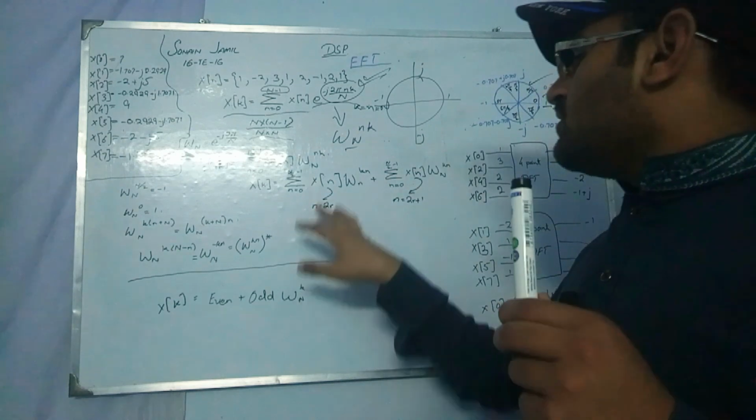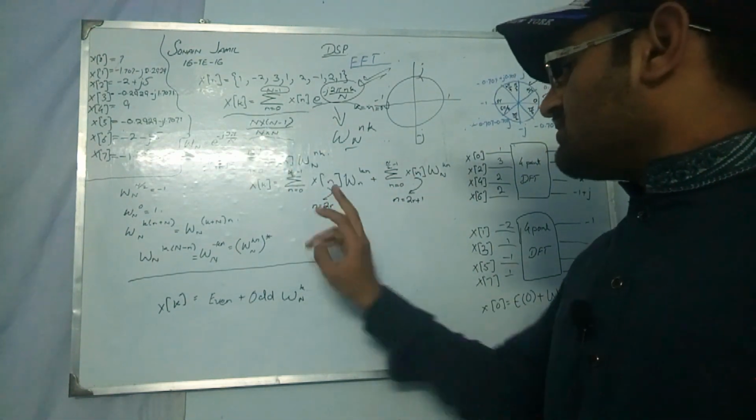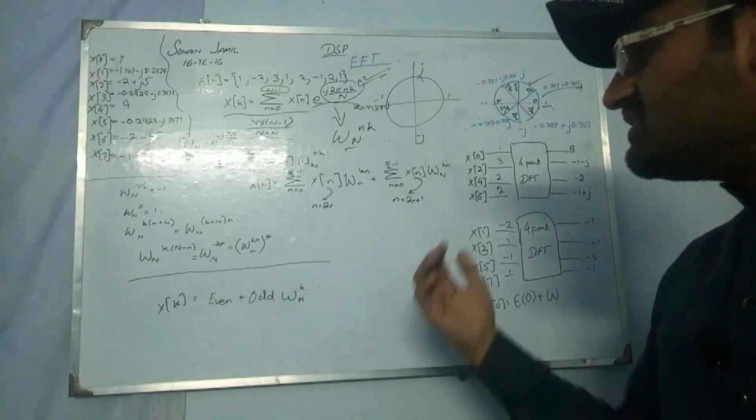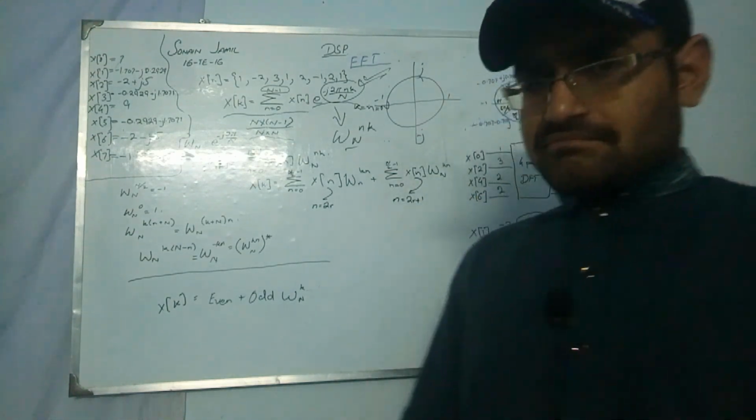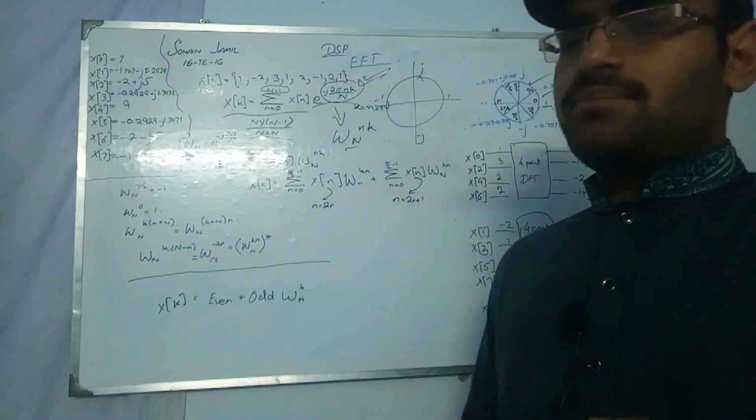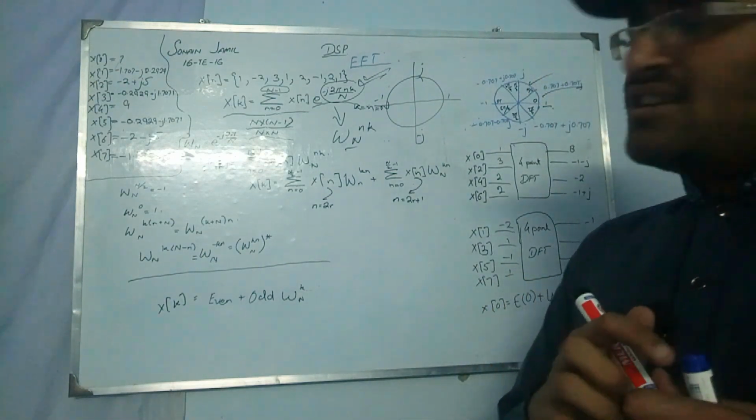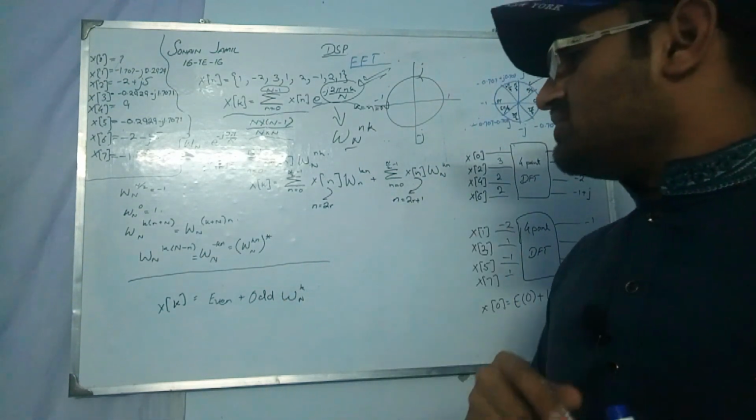Now after that we divide the signal into two parts. One is even and the other one is odd. As we have discussed in the previous lectures on signal decomposition techniques, this is even-odd decomposition.